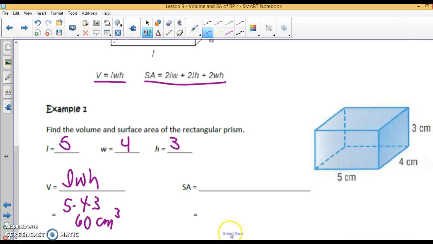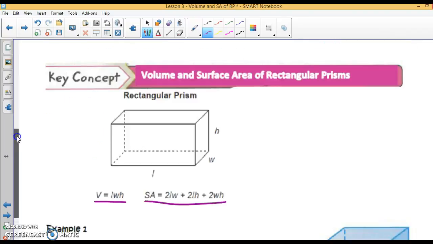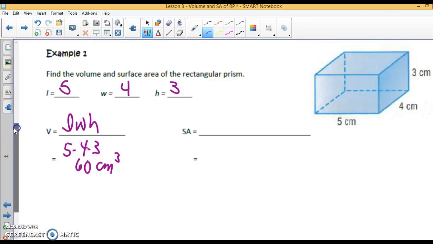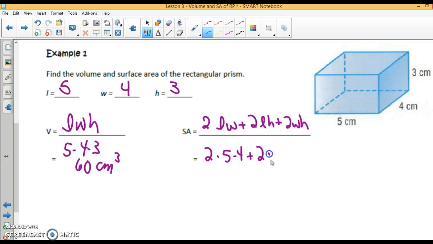In class, I will show you visuals about what volume is. Volume is the inside of a prism. It's what it holds. Surface area, if I wrapped this whole thing in paper, the surface area is all the outside faces. So, we're going to use our formula. 2 length width plus 2 length height plus 2 width height. Substitute. 2 times 5 times 4 plus 2 times 5 times 3 plus 2 times 4 times 3.